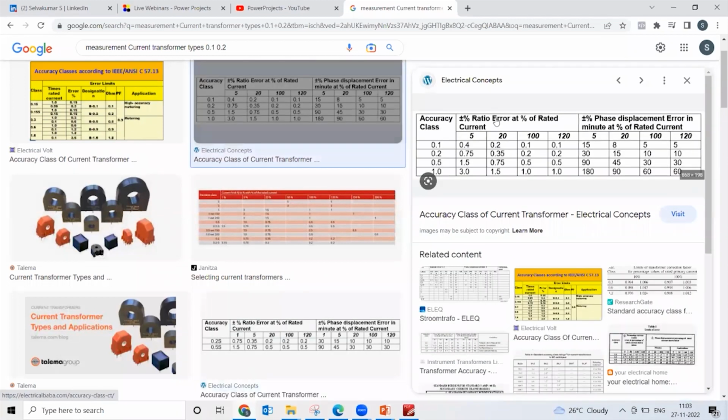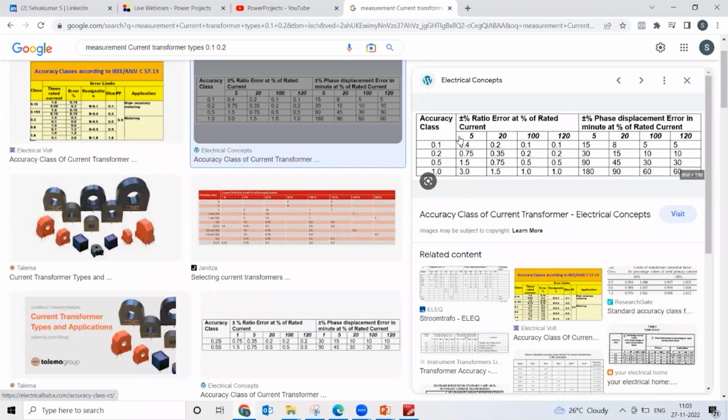accuracy. And here you have, at what percentage of the current, what percentage is the error. When you say 0.1 is the accuracy class, the ratio error is 0.1% at 100% of the current. But when the current comes down to 20%, the error is 0.2%. When the current is 5%, the error is 0.4%. And less than 5% of the current, there is no accuracy guaranteed.